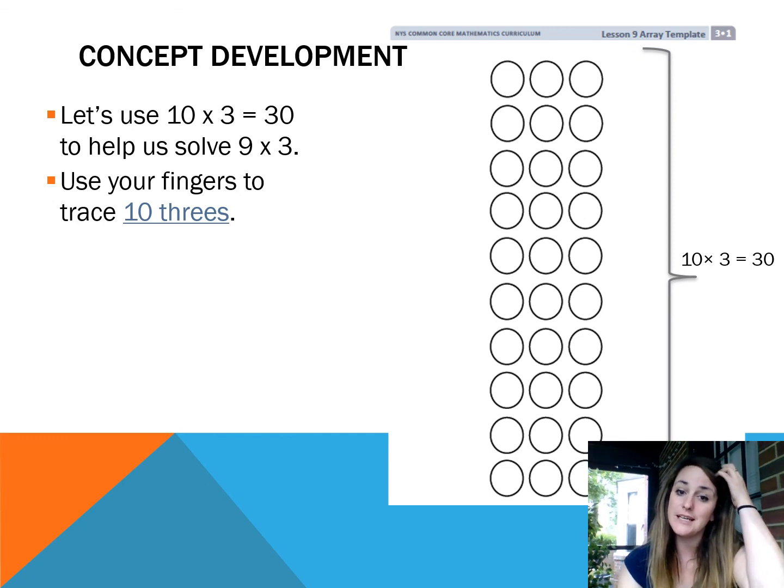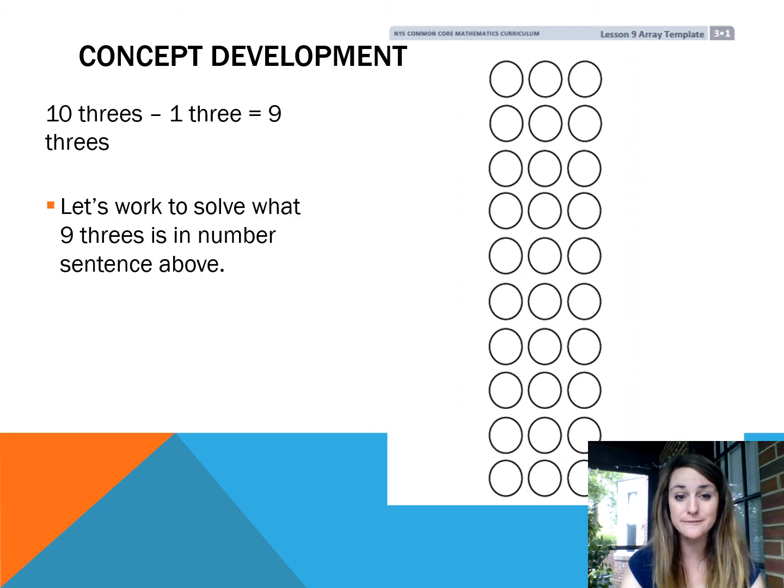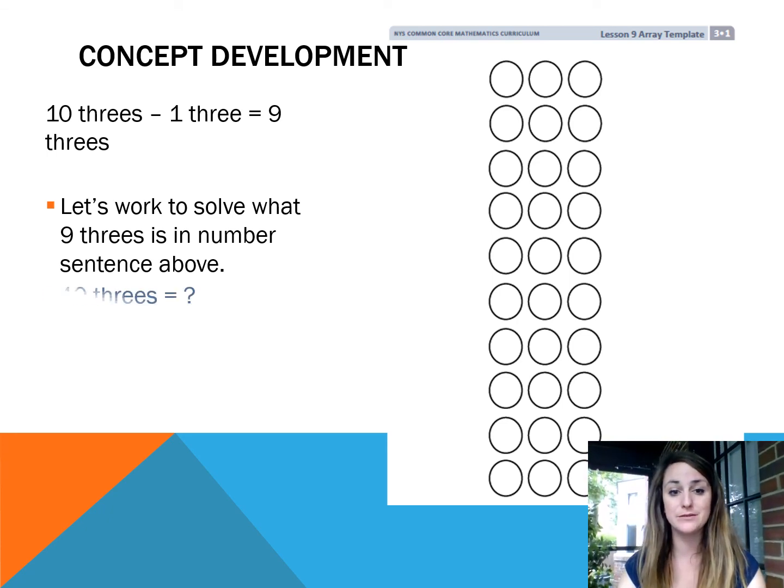Let's use 10 times 3 equals 30 to help us solve 9 times 3. Use your fingers to trace 10 threes. What should be subtracted to show 9 threes instead? 1 3. 10 threes minus 1 3 equals 9 threes. Let's work to solve 9 threes in a number sentence above.